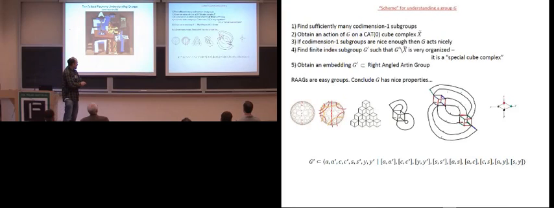I even illustrated things over here. So here's the Cayley graph, right? And one of these codimension 1 subgroups is the red dots over there. And the CAT(0) cube complex that you're going to get is going to be dual to these codimension 1 subgroups, and the translates, the cosets, so to speak.